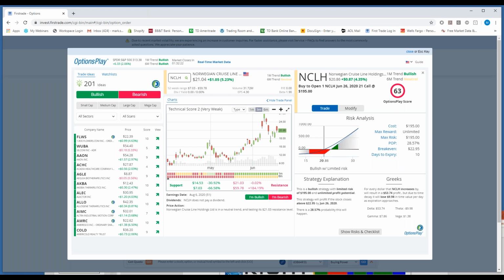Delta at 50. Theta is going to be high. It's a weekly. Gamma is going to be very high on a weekly. For every dollar move in price, you're going to get $7.86 on the change in the option. It's a lot. And the risk on the trade is 195 bucks. And in this particular case, we just might pull the trigger on the weekly.